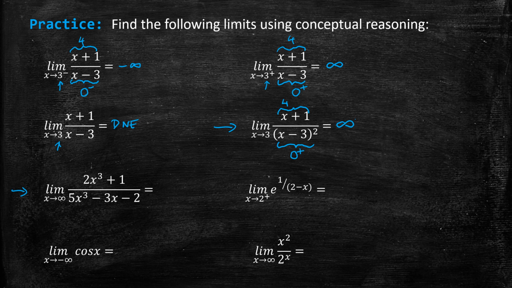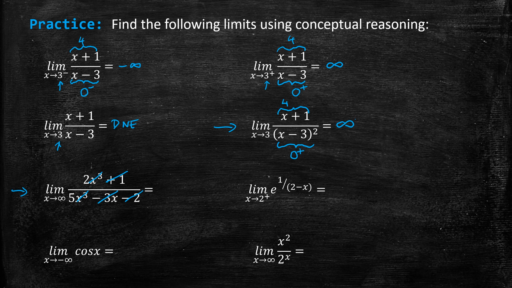If I plug in x equals 10,000, if you look at the numerator, 2 times 10,000 cubed is going to be huge. The plus 1 is going to be negligible to that. Similarly to the bottom, you can just forget about the minus 2 in thinking about what's happening as x gets to infinity. Even the minus 3x is going to hardly make a dent. The overarching value is 2x cubed over 5x cubed, which is what's going to dominate the function when x goes to infinity.